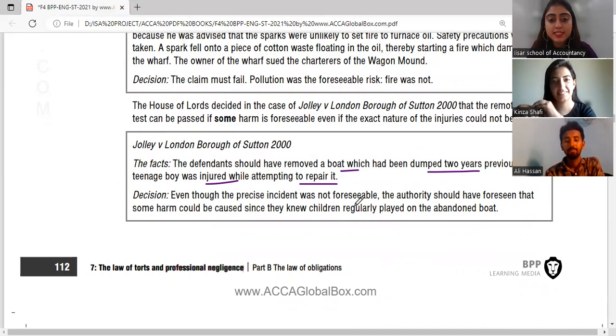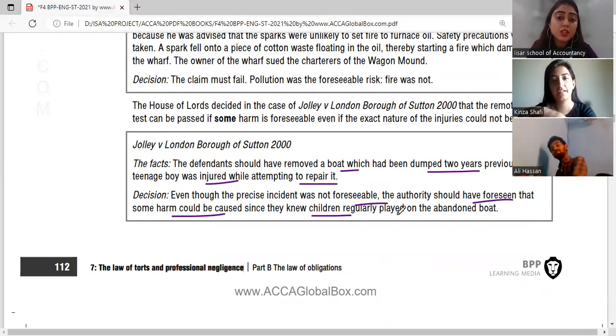Even though the precise incident was not foreseeable, the authority should have foreseen that some harm could be caused since they knew children regularly played on the abandoned boat.